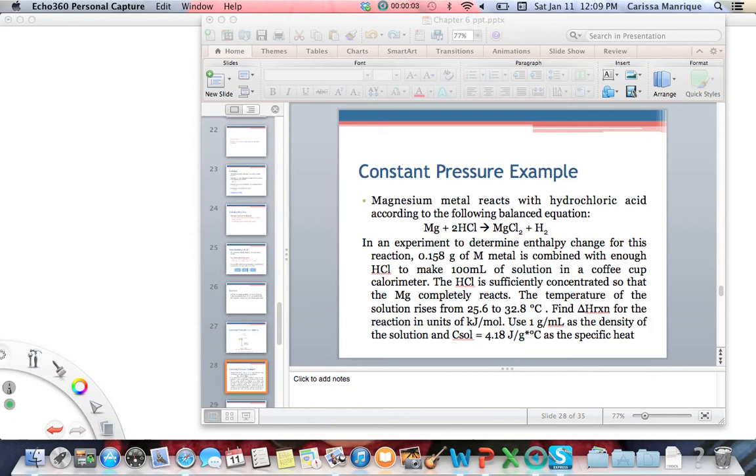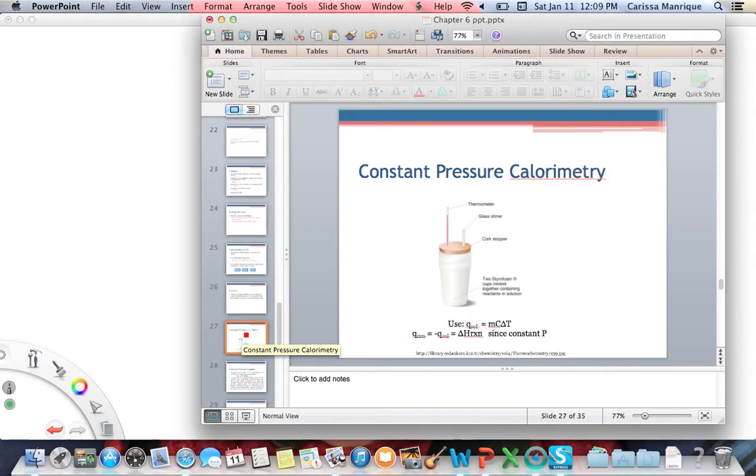So now we're going to look at how to measure delta H. So remember, this is the energy in the form of heat to make and break bonds. Let me show you this picture. You measure it in what's called a coffee cup calorimeter. And if you see this picture here, it's 2 coffee cups on top of each other, with something to seal it.